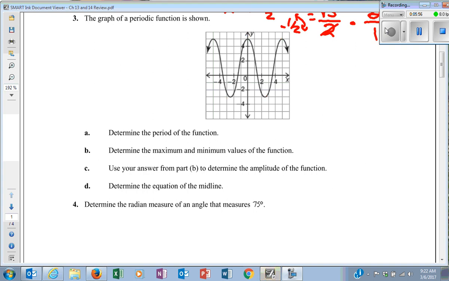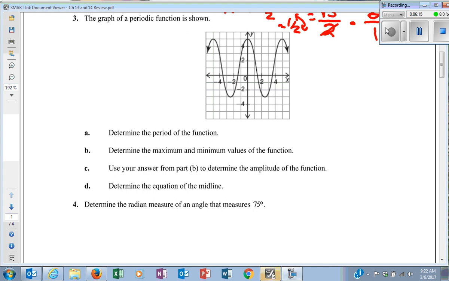Those two tops hit at a very nice ordered pair for me to see that my x is 0, my x is 5 in this ordered pair. So 0 to 5, that means my period is 5 units long. I hope I'm explaining that fairly well. If you have questions on that one, make sure you see me.